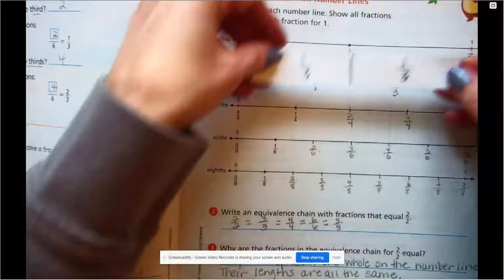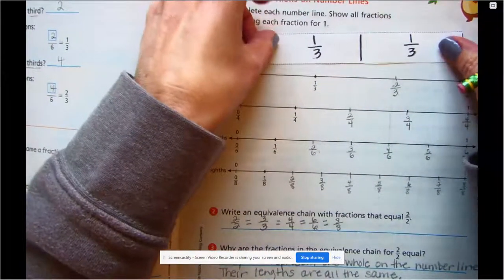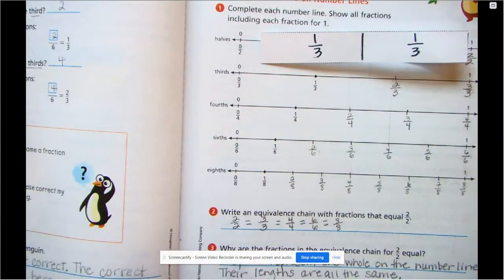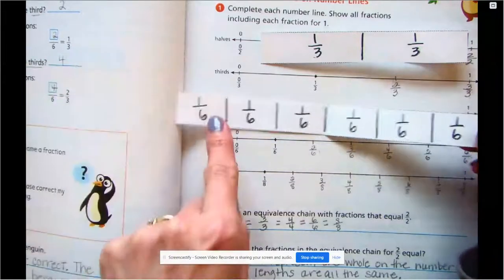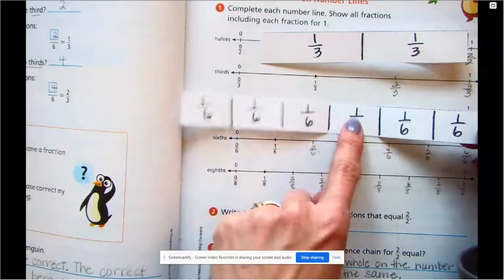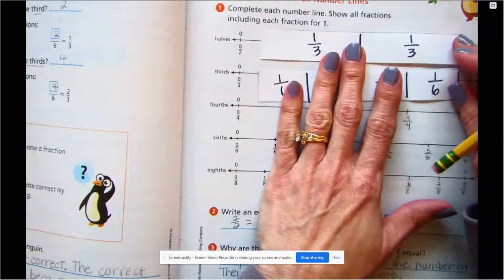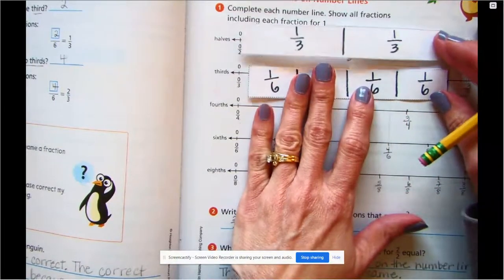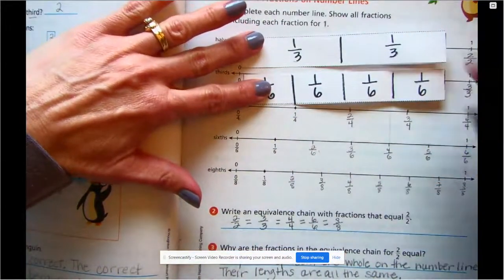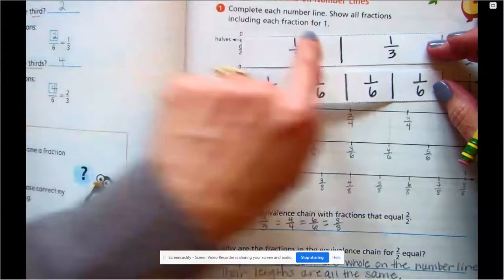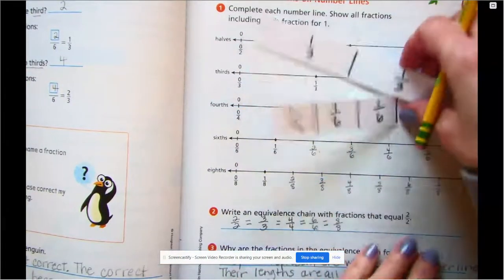Okay, here are my thirds, and I just folded over so that I had 2 of them. And now I'm going to find my 6. Here's my fraction strips, and I'm going to fold over until I get 6 or 4 of them. 1, 2, 3, 4. Fold that over. Is that the same amount of a whole? It sure looks like it is. Those are equivalent fractions. Okay, so 2/3 is the same as 4/6.